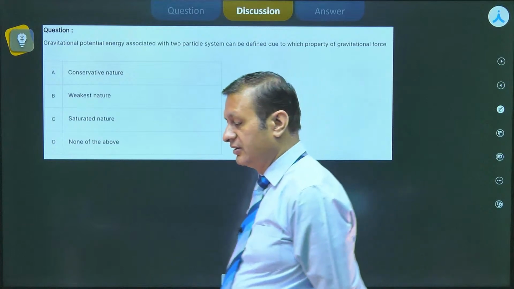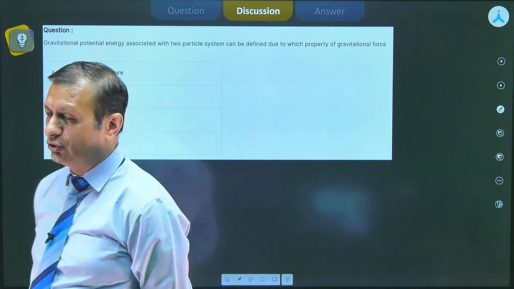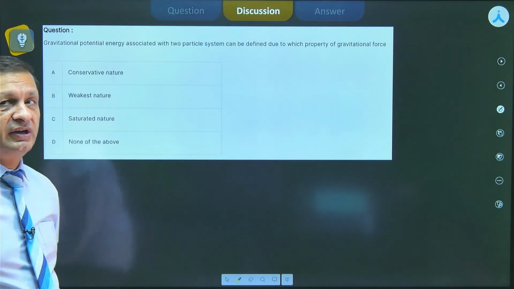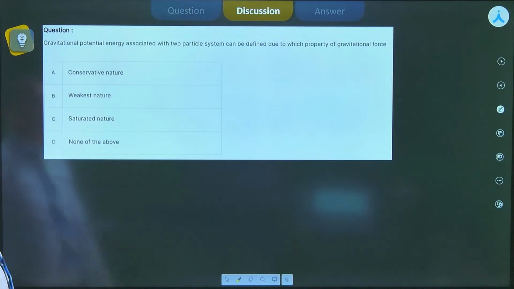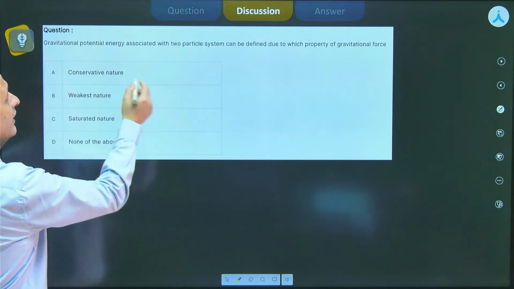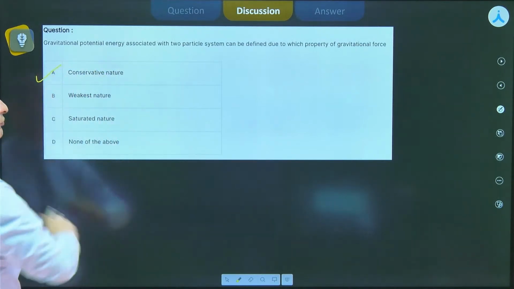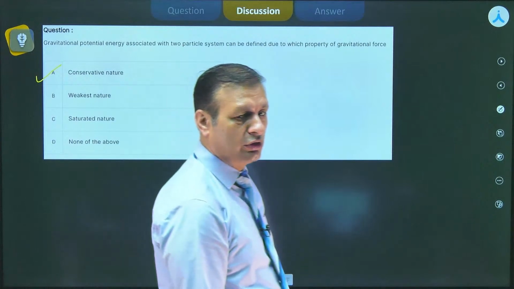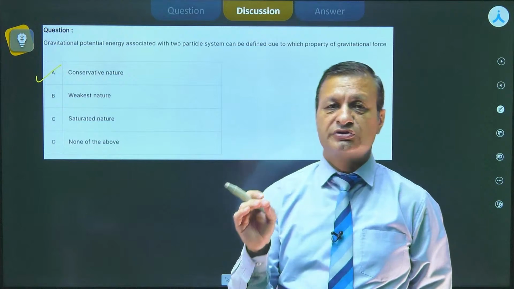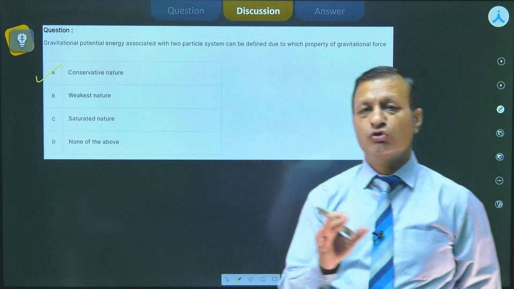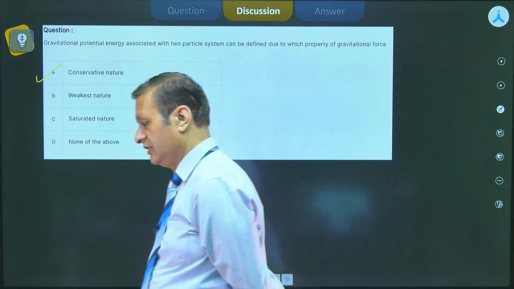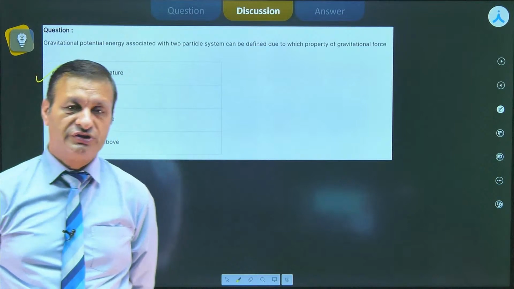When we started gravitational force, I did mention it to you. There are certain questions which can be asked from the properties or the characteristics part: is this conservative in nature, is it the weakest, is it saturated, or none of the above. And potential energy is defined only for gravitational forces or the gravitational field. There is no question of potential energy if you are discussing non-conservative forces.